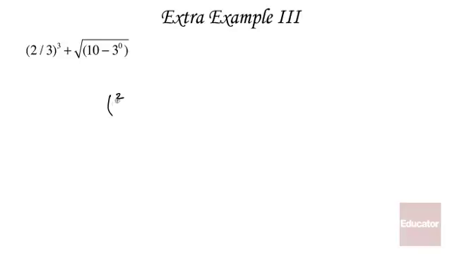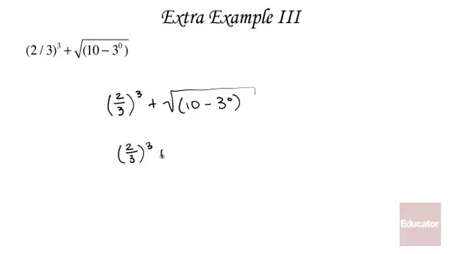We have 2 over 3 to the third power plus the square root of 10 minus 3 to the 0 power. Let's go inside the grouping symbol here. I'm going to leave this one out front. So 3 to the 0 power is 1. If you remember, any number to the 0 exponent is always 1. 10 minus 1 is 9. And the square root of 9 is 3.